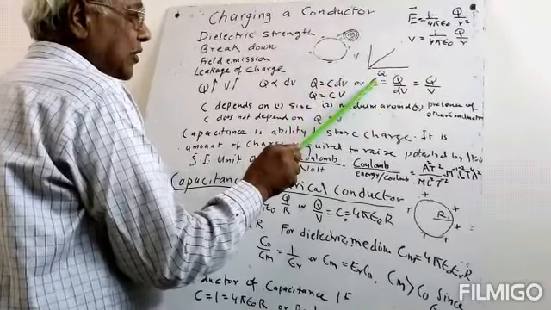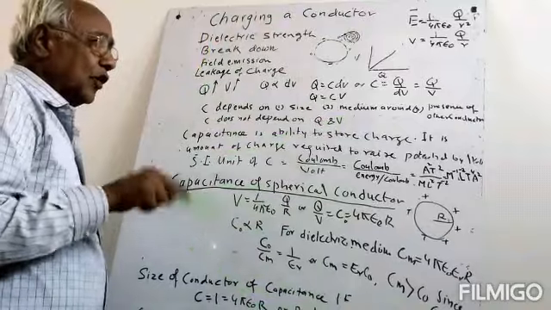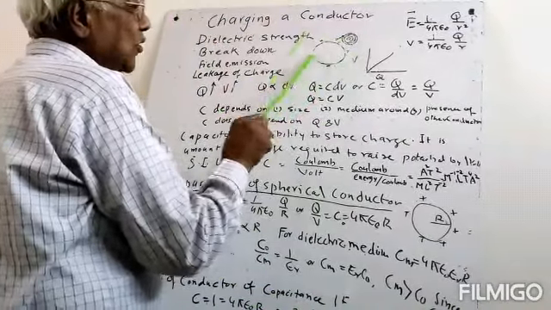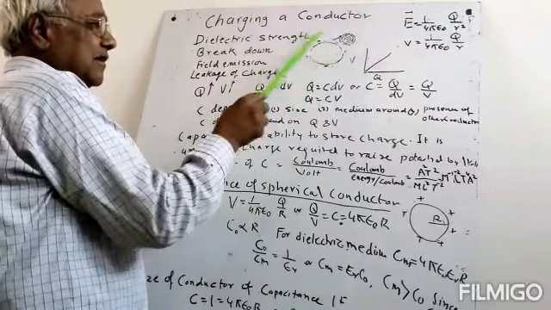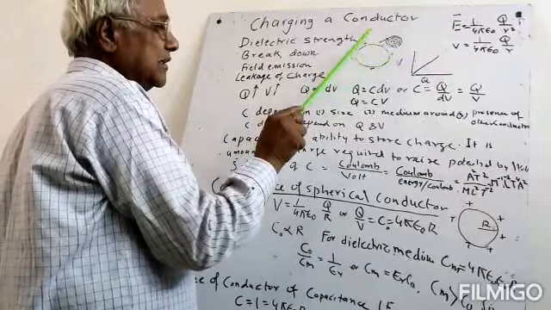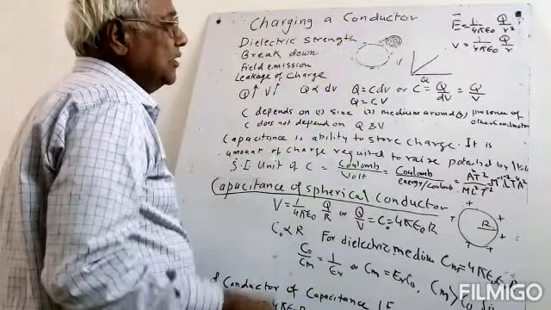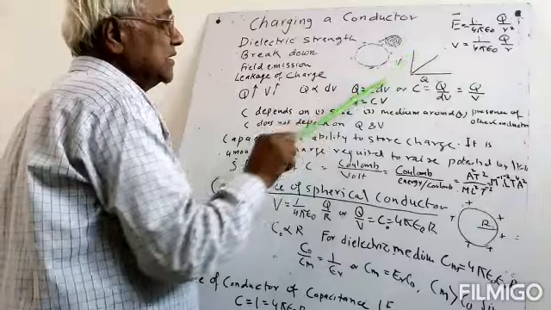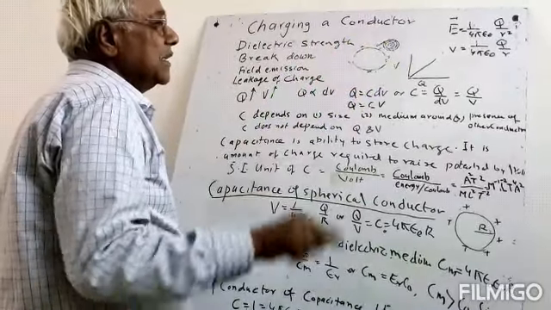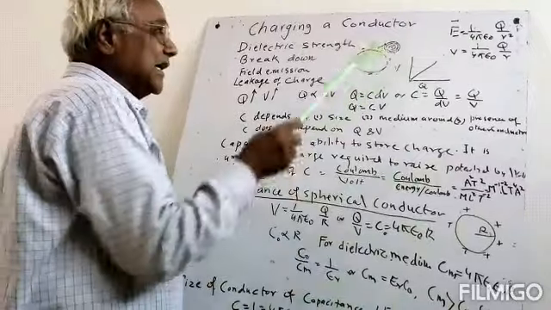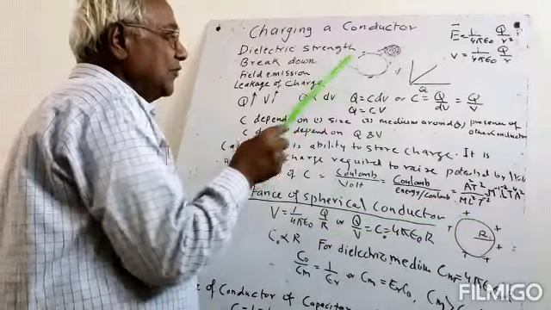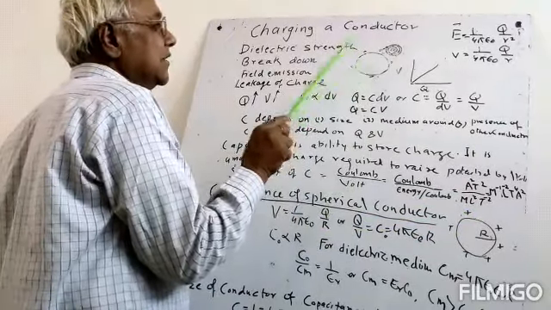It will depend upon the configuration or the size of the conductor. If the size is more, then C will be more. Second, it will depend upon the medium which is surrounding it. And third, it will depend on the presence of any other conductor near it. So there are three factors on which the capacitance of a conductor will depend.